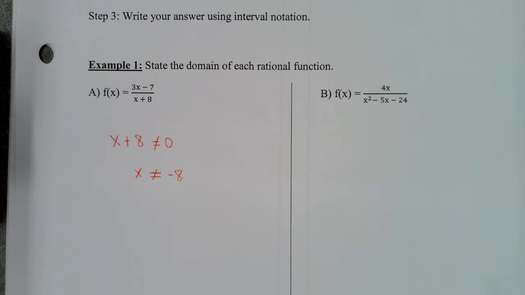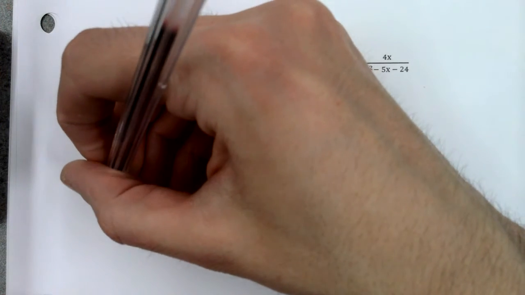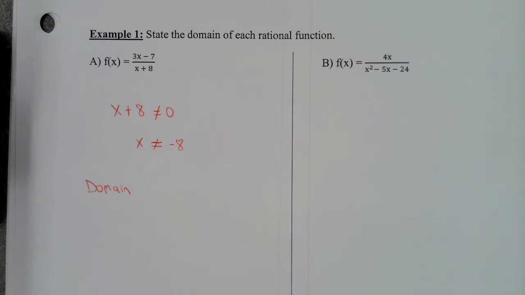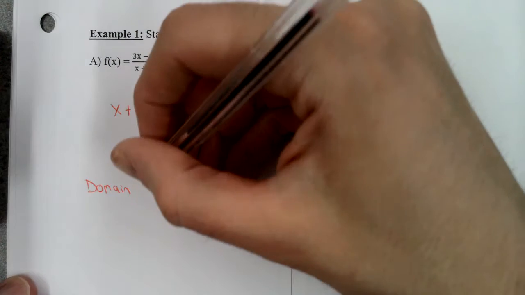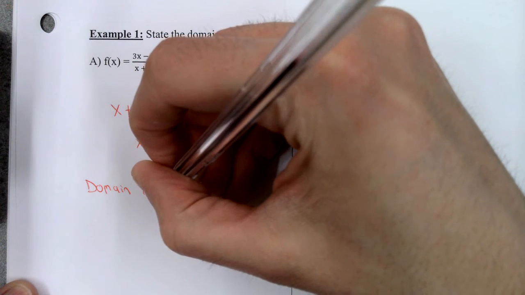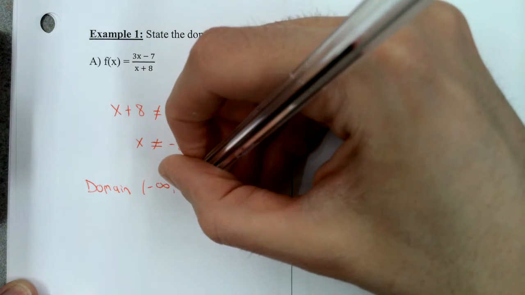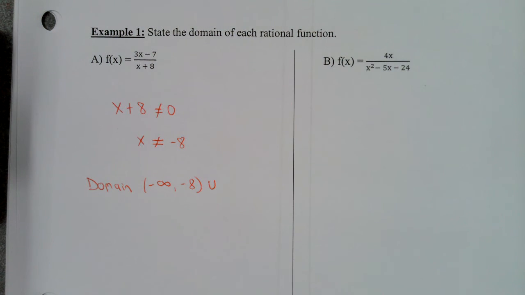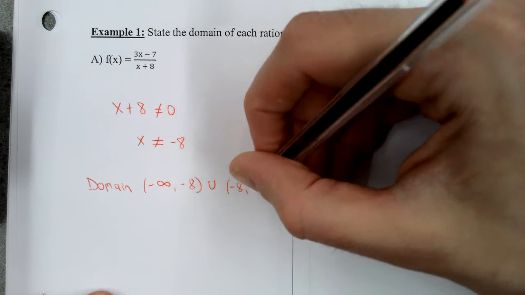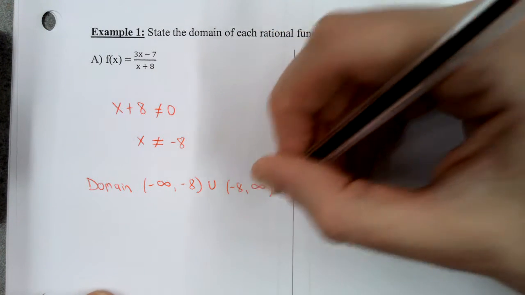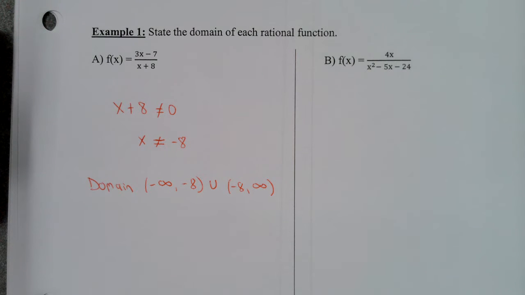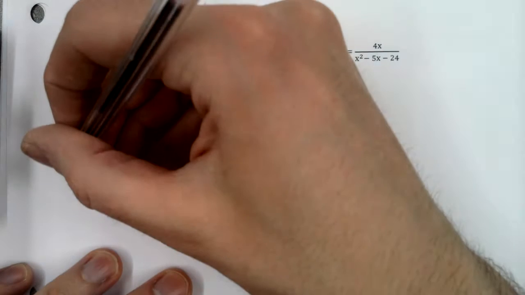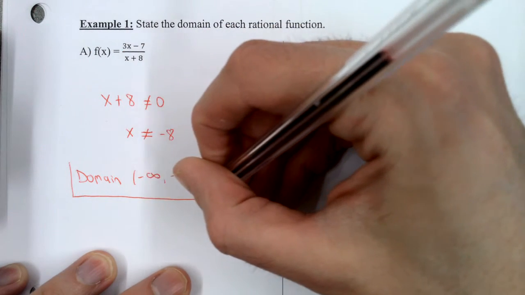Step 3, write your answer using interval notation. So that's the notation we've used all year long. So in other words, the domain can be everything except negative 8, meaning the domain goes from negative infinity up to negative 8, union, and then it goes from negative 8 up to infinity. Since I have the parentheses next to the negative 8, it means it's not included in the answer. So this is the domain, everything except negative 8.